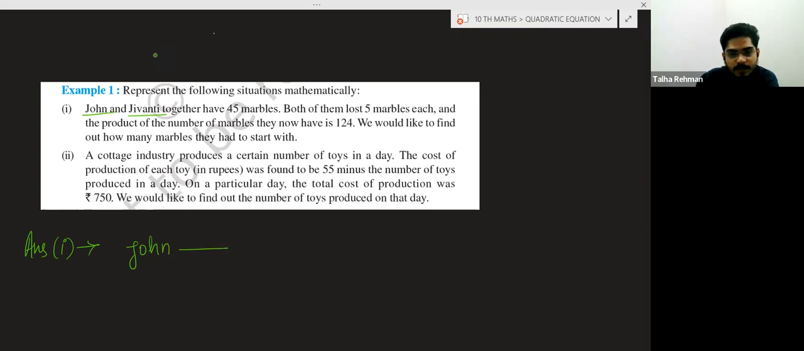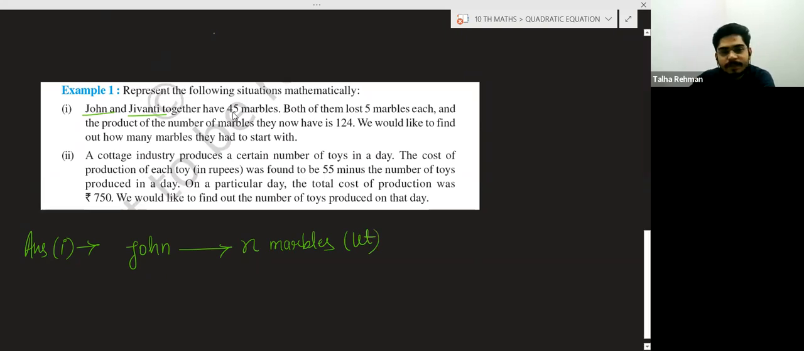So you can just suppose John has X marbles. If John has X marbles, how many marbles will Jivanti have? Together they have 45 marbles.